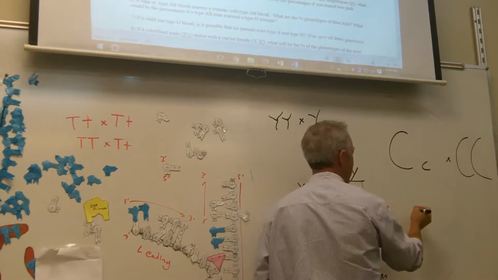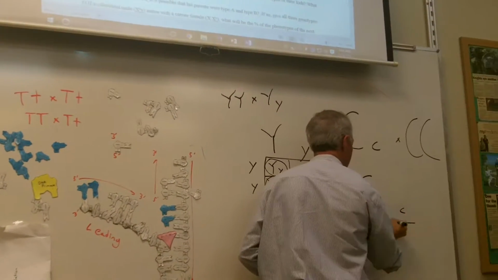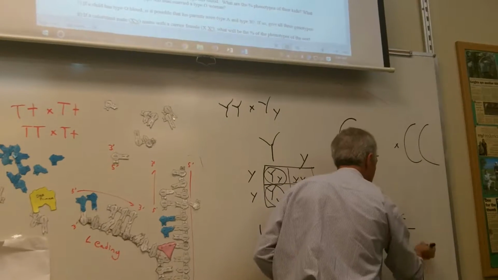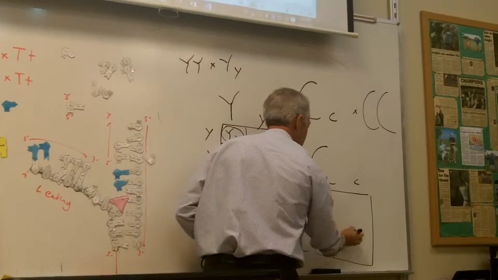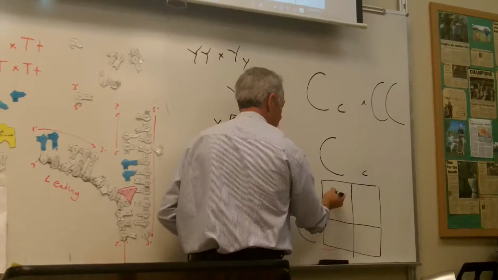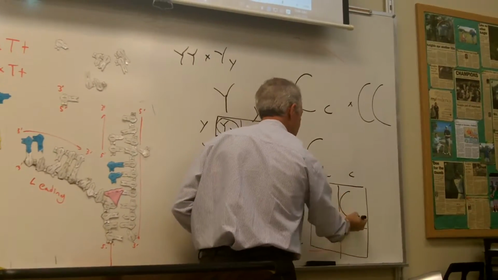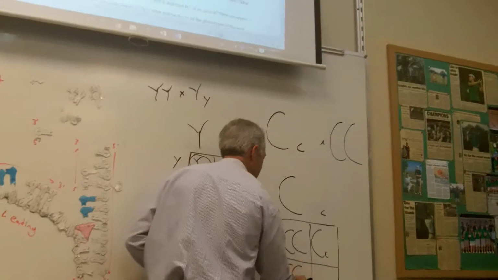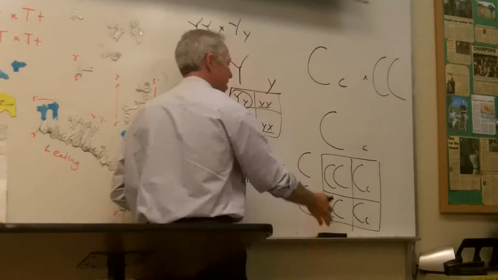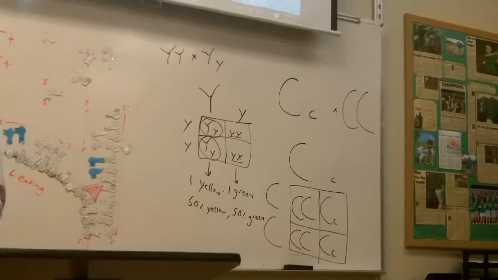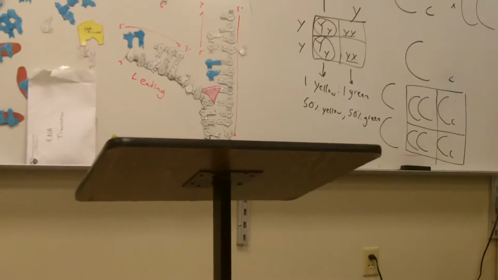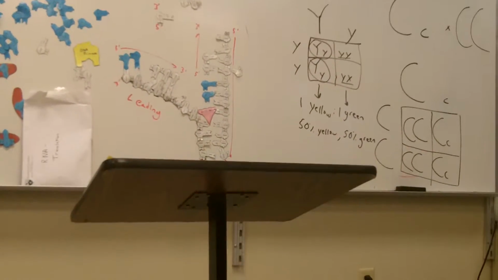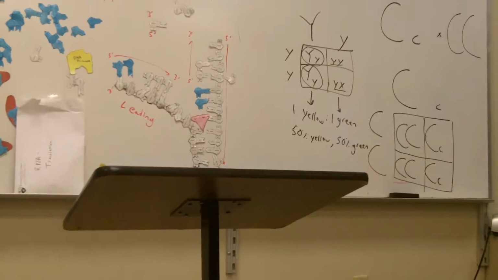So what are the kids going to be? 0% chance. You could get big C, big C, or big C, little c. None of the kids are going to have it. So there's a 0% chance that the kids have cystic fibrosis.